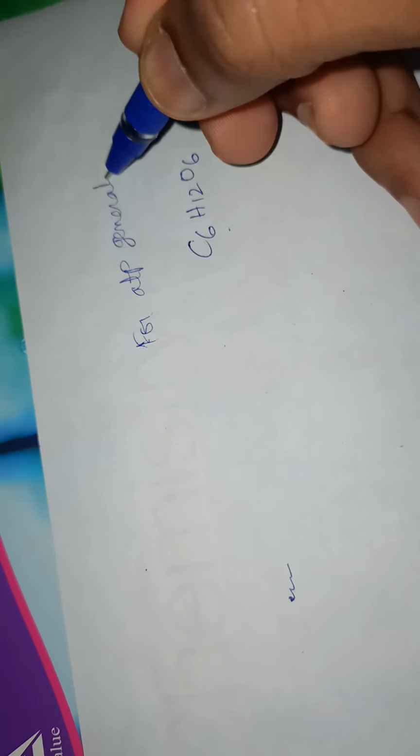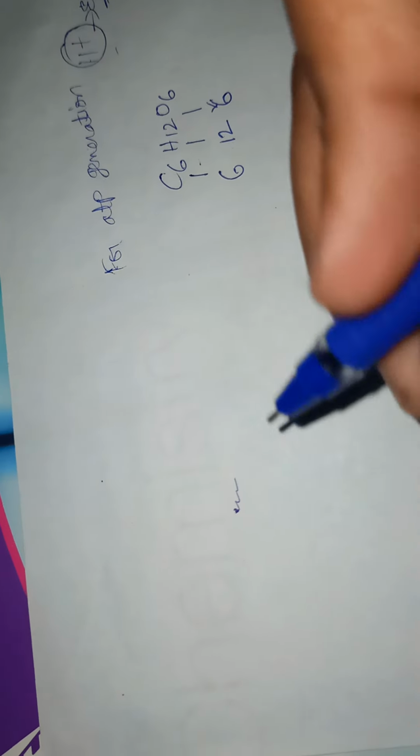Actually, for ATP generation, we need protons. These protons will give us energy by using the electron transport chain, right? So here we can see the carbon atoms are 6, hydrogen atoms are 12, and oxygen atoms are 6. Each carbon atom consists of 6 protons.